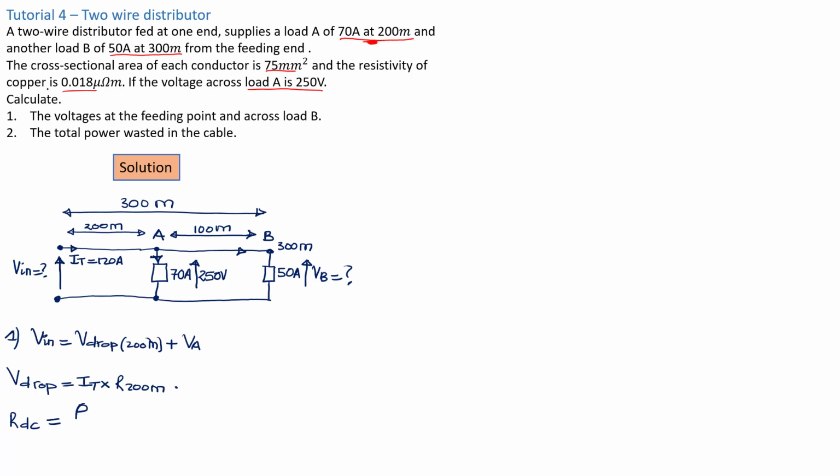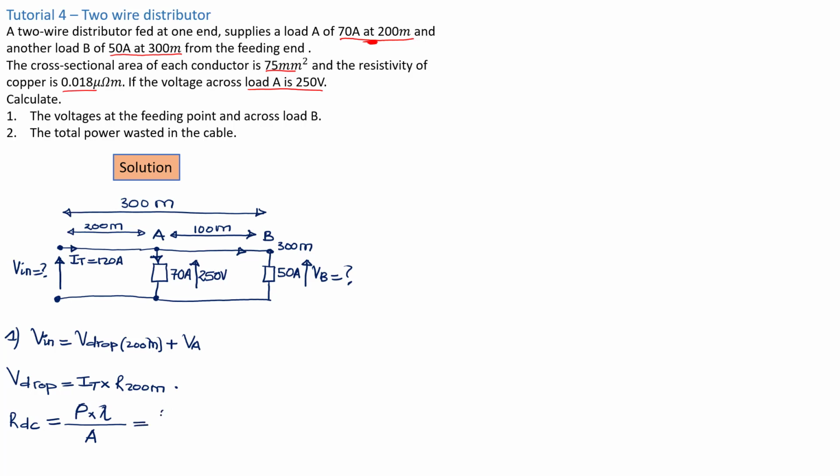We're not using aluminum cable, it's copper cable. So we must multiply the resistivity by the length of the cable, and divide it by the area of the cable. This is going to give us a resistor. So we can go ahead and calculate this resistor here for that section.